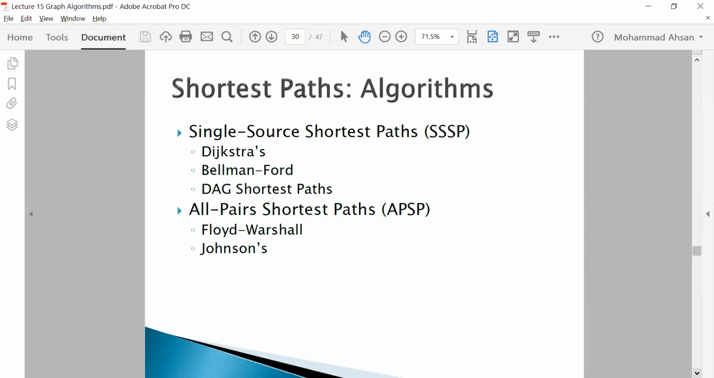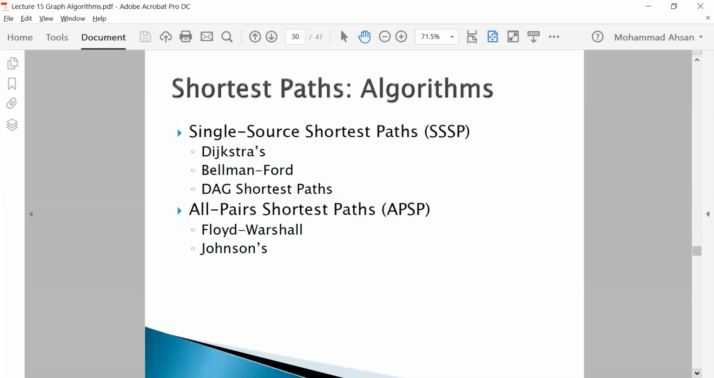We have done single source shortest path Dijkstra's in the greedy algorithm part. So we'll be also doing Bellman-Ford. Bellman-Ford takes care of negative edges. You can't have negative edges in Dijkstra's. And then we also have the DAG shortest path algo, which helps us to find the shortest path from source to all the vertices using topological sort, which is essentially using DFS.